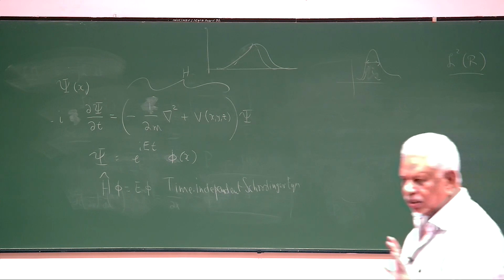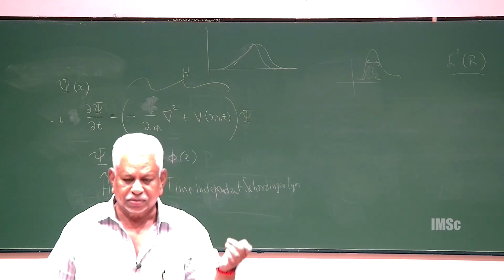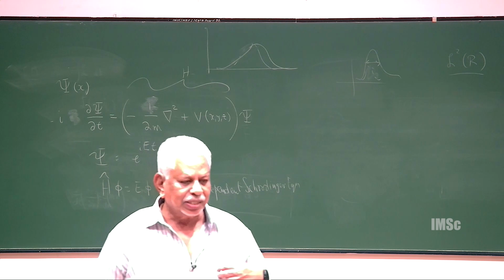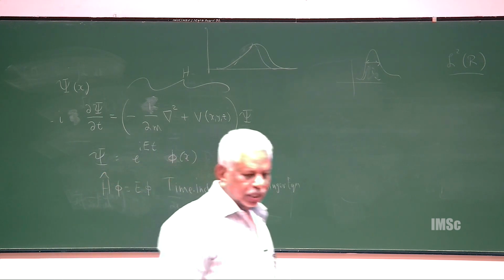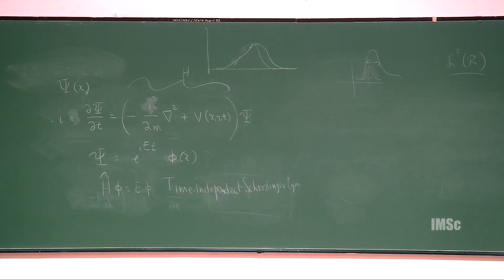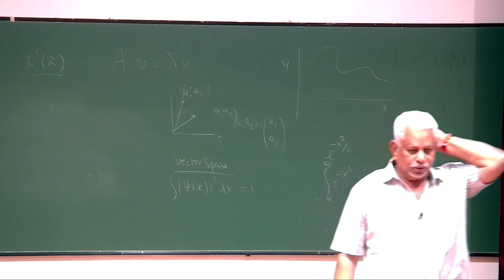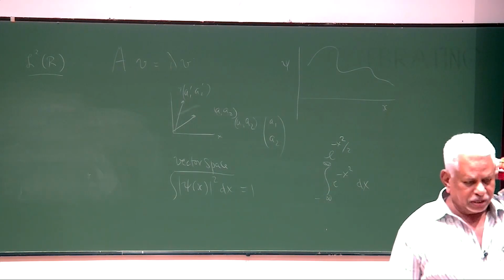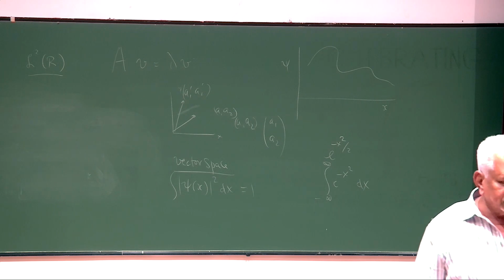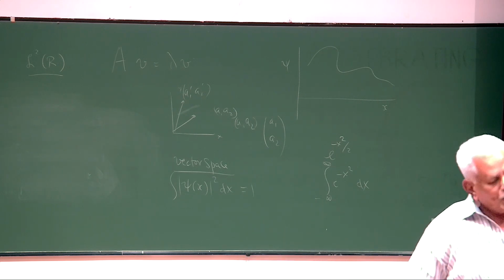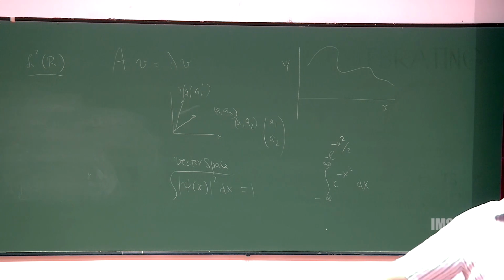So it is a square integrable function. H acting on that should give me the same function multiplied by some number. This is like a matrix equation, where you have some matrix A and some vector V giving you lambda times V. This is what is called an eigenvalue equation, and there may be many eigenvalues. There may be many vectors which will satisfy that. So find all of them. That is what that equation tells you.